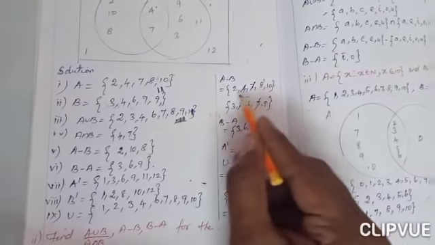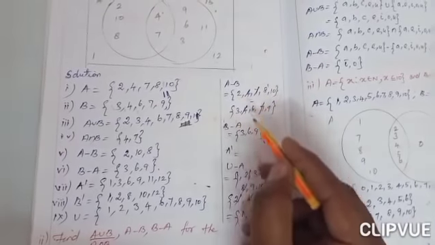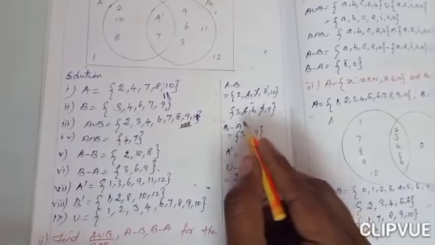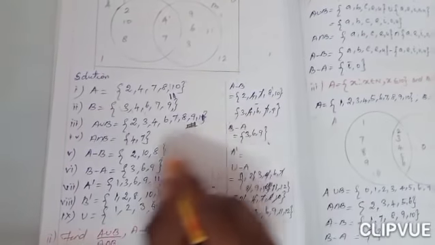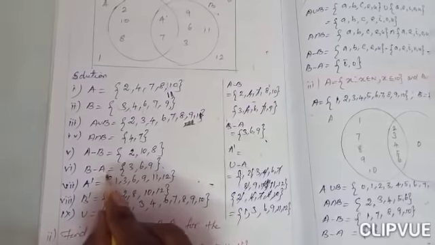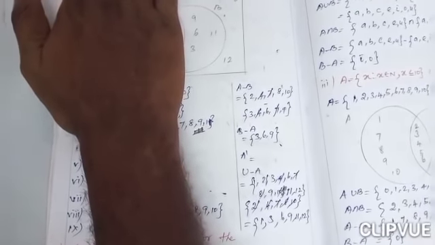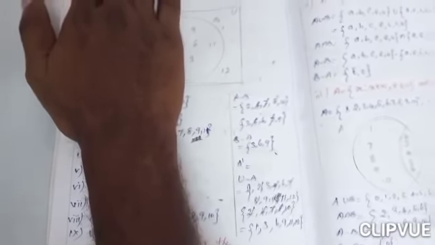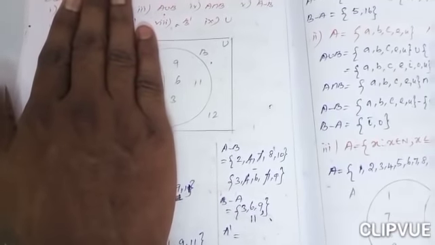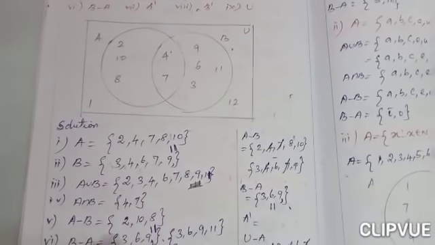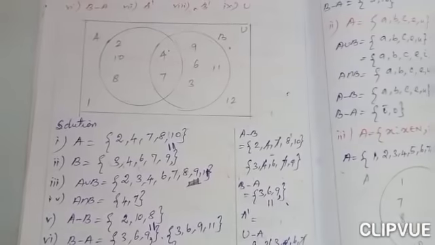For A difference B, we write the remaining elements in set A. For B difference A, we have to write the remaining elements in set B. What are the elements we have? 3, 6, 9 and 11. In one more way also we can write B difference A: you hide the circle A. What are the numbers we are seeing? 3, 6, 9 and 11. That's what is written here.